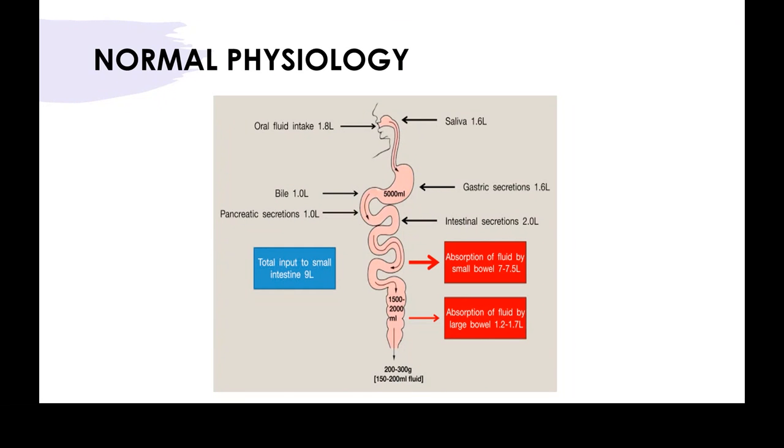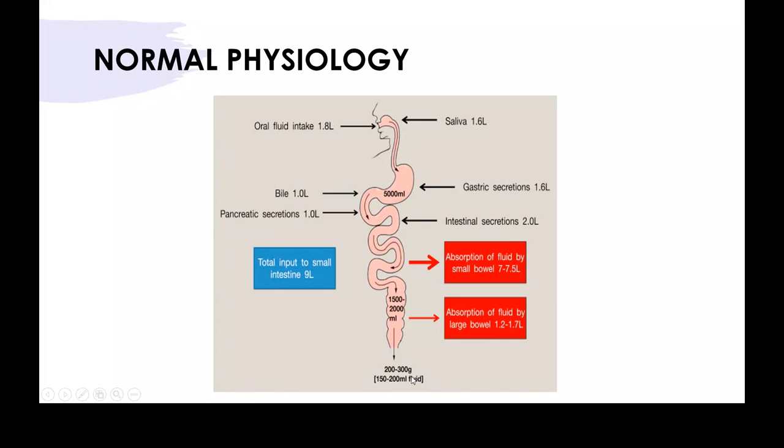Of this 9 liters, around 7 to 7.5 liters are absorbed by the small bowel. So the remaining 1.5 to 2 liters will enter the colon. But again, the colon also plays a significant role in absorption of fluid. The majority of that fluid also will be absorbed. So what passes the colon and goes into the rectum is roughly around 150 to 200 ml of fluid.